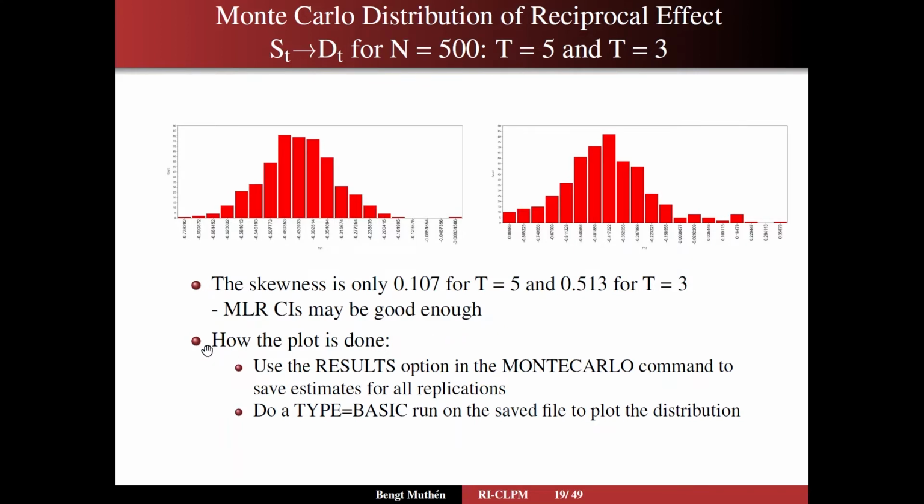And for those who are interested how I did this plot in Mplus, I used the results option in the Monte Carlo command to save the estimates for all of the Monte Carlo replications. And then I followed that up by a type equals basic run, reading those data, and plotted these distributions.